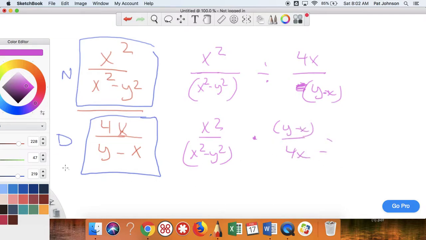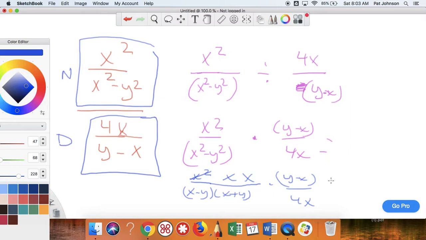Now I need to see if I can factor this. So running out of room here. So this is a difference of perfect squares. So I have x minus y times x plus y times y minus x over 4x. Oh, do I have any of the same? Well, this can be written as x times x. However, looky here. They're just opposite. So I'm going to factor out a negative.